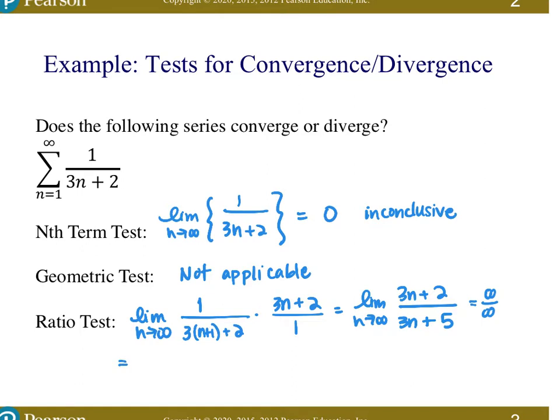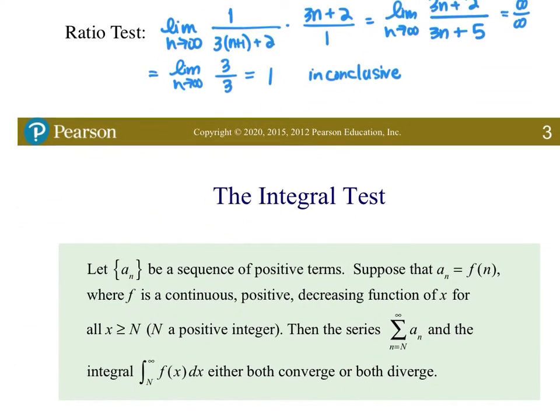So then we apply L'Hopital, and we'll get 3 over 3, or 1. And in the ratio test, when you get something equal to 1, that's also inconclusive in terms of does it converge or diverge. So we need some more tests to help us out with this.